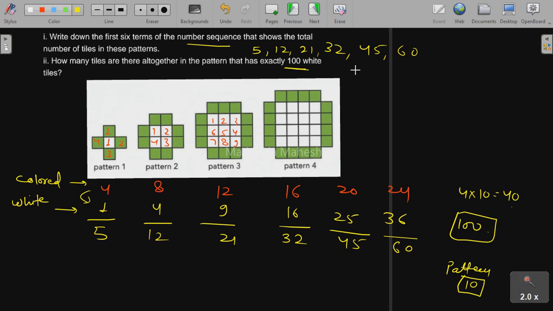It means how many tiles are there together in the pattern that has exactly 100 white tiles. It means 100 white plus 40 colored. It means 100 plus 40, 140 tiles. Okay, this is our answer.